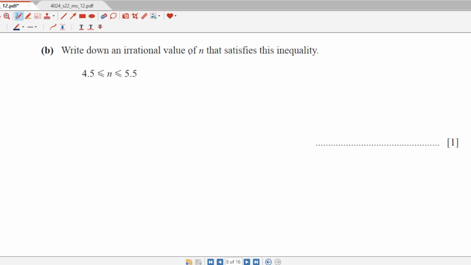Write down an irrational value of n that satisfies this inequality. What are irrational values? Irrational values are decimals which are non-recurring and non-terminating. What do you mean by non-recurring? It means there is no repeated pattern of decimals, for example 6.6666 or 6.3333 or 6.125. These are considered recurring decimals. Non-terminating means the number will continue up to infinity. There are no fixed decimal places. The number doesn't stop at any point.